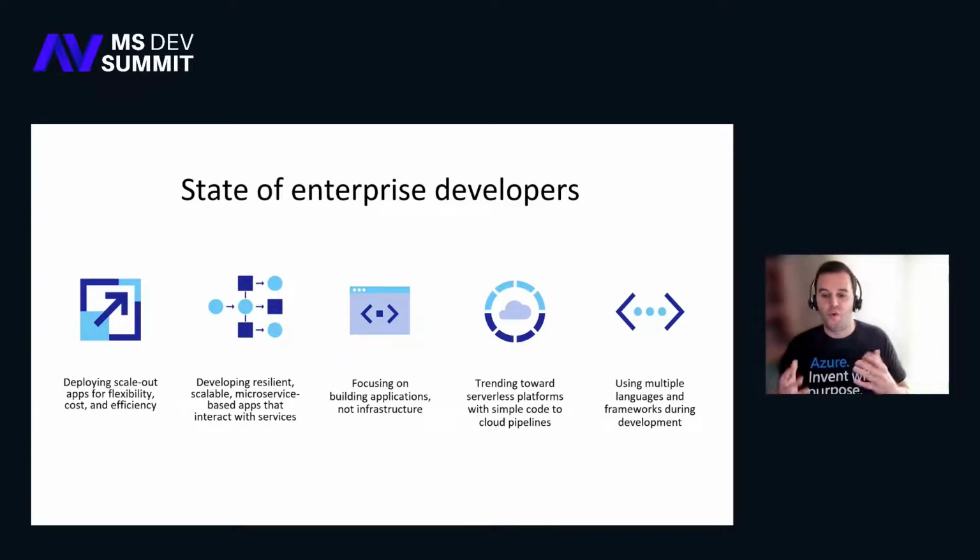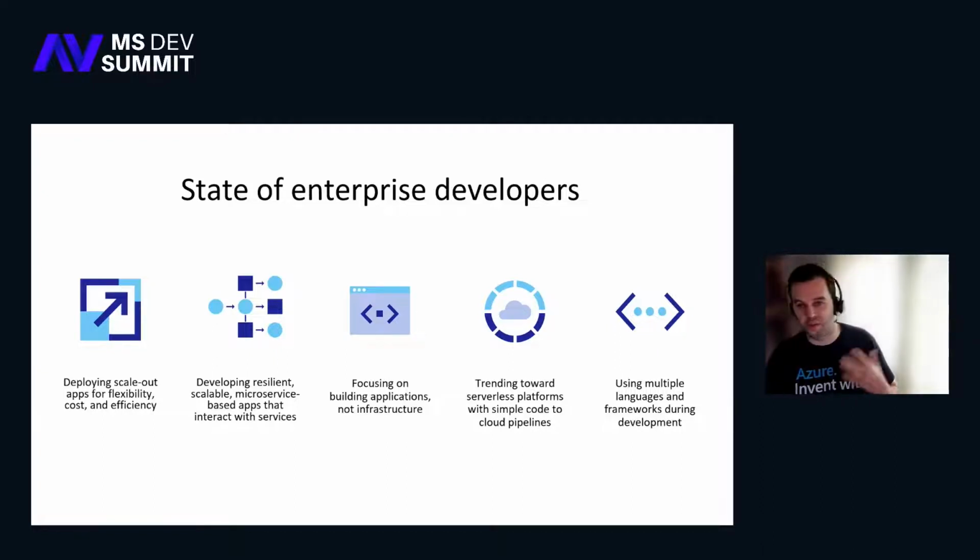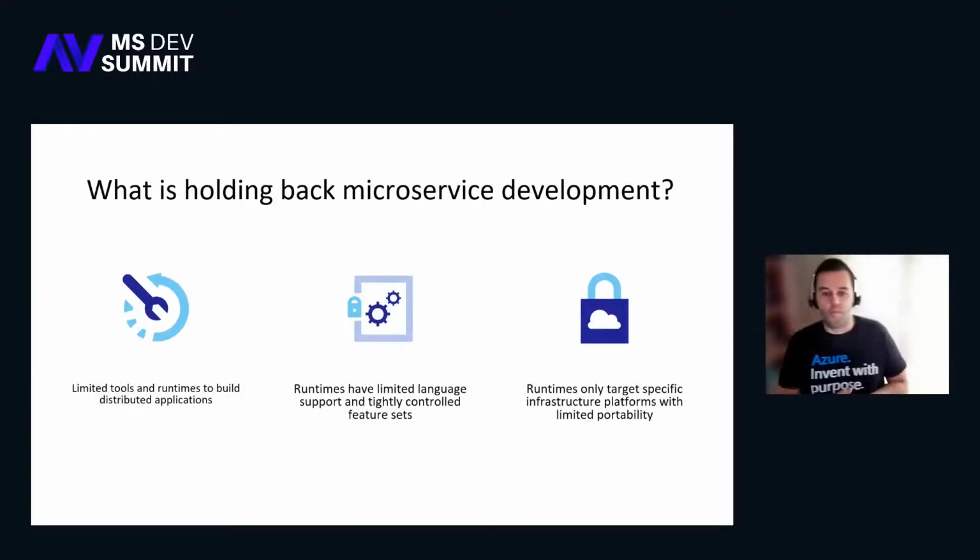And as you may know, as developers, we always like to have some freedom to pick the language or even the framework that fits our needs. Some of us may prefer to keep using the same language. Others may prefer to use a different language depending on the requirements and the scope of the application that we are implementing, of course. But sometimes, depending on the requirements we have for our applications, there are some challenges we may face while considering microservice development, including limited tools and runtimes to build our applications, limited language support, or runtimes that target specific infrastructure platforms with limited portability.